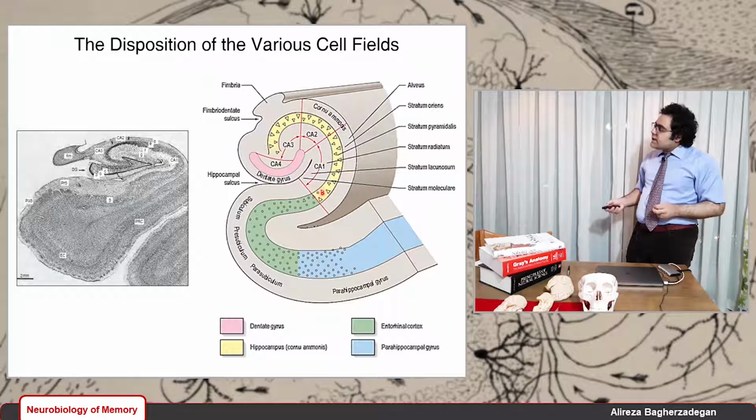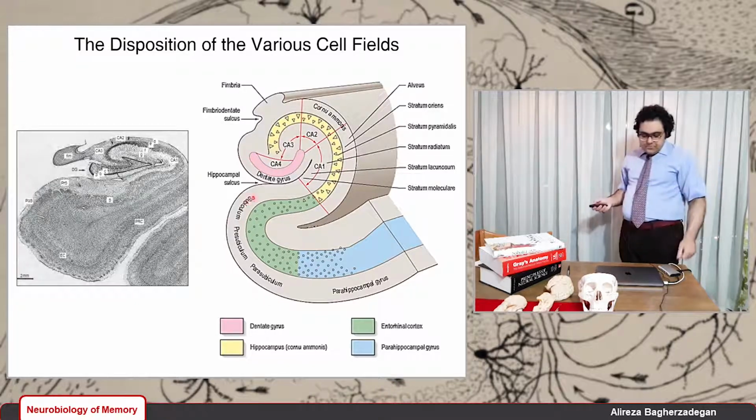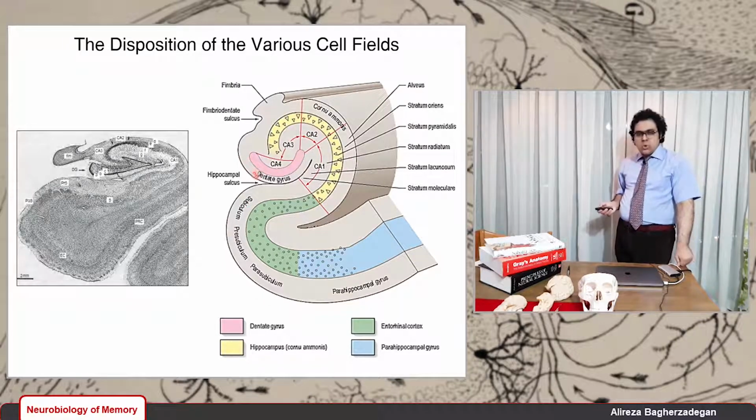The reason it is called stratum pyramidale is because the cell bodies of the pyramidal cells of the hippocampus are located in this layer. Okay, and these are different areas: the CA1 area, CA2 area, CA3 area, and CA4. They are called CA. CA stands for cornu ammonis.